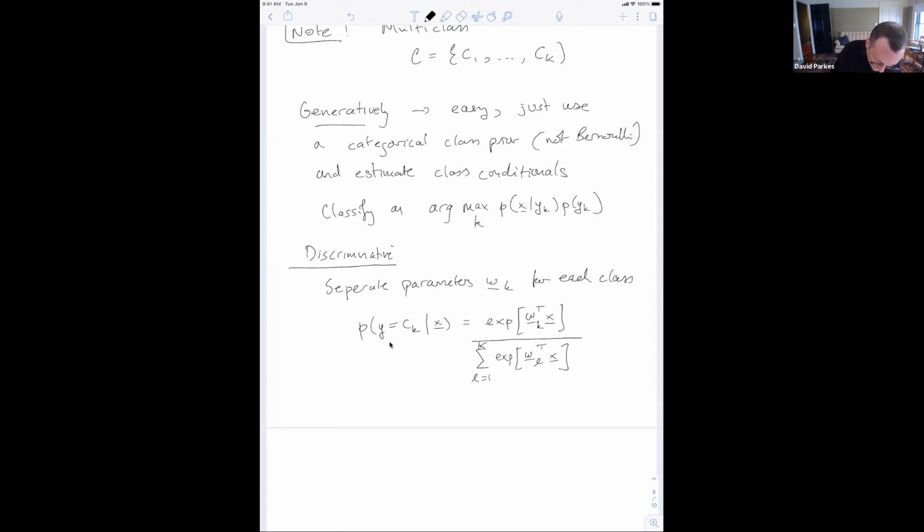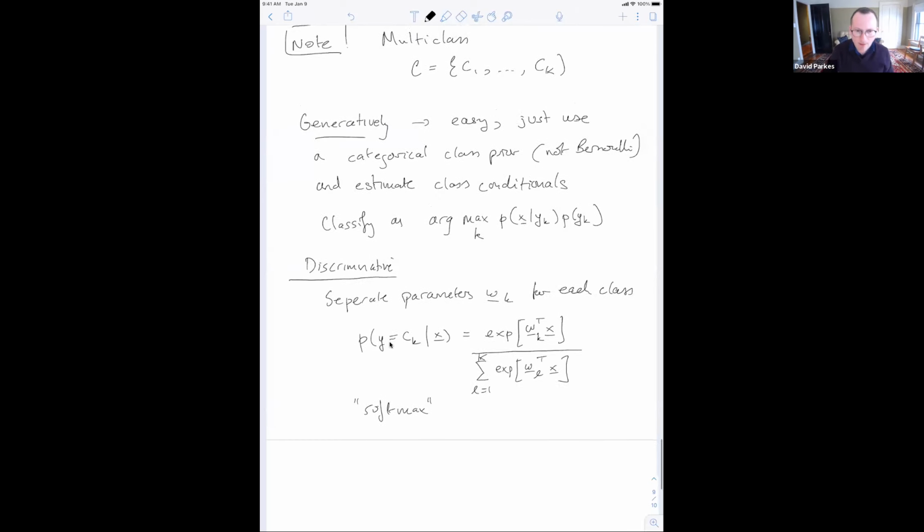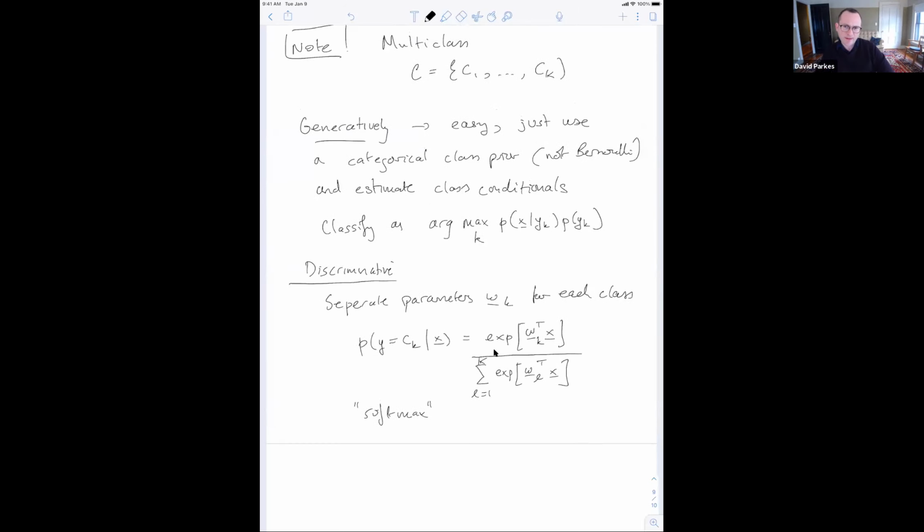This is the softmax function. Just look at this function together for a second and make sure you understand why it makes sense. First of all, you should be able to check that if you were to take the summation of this fraction over all classes, it would add up to 1, because the numerator would then be the same as the denominator. The denominator is just adding up over all classes. So it adds up to 1.